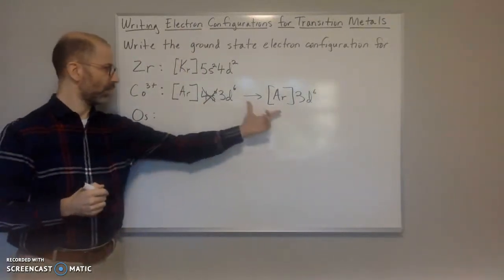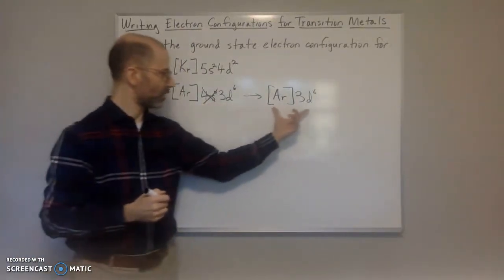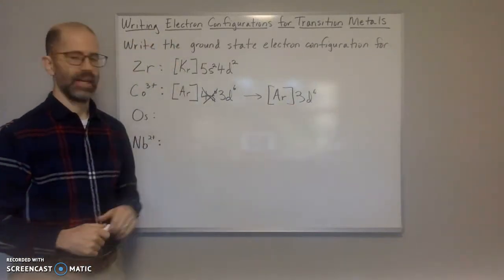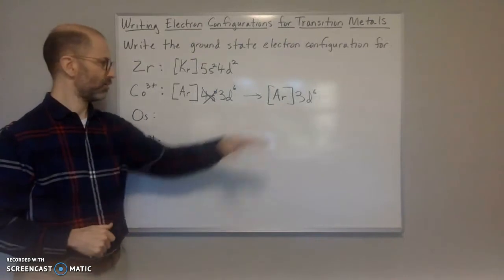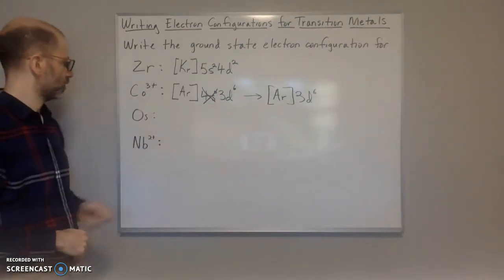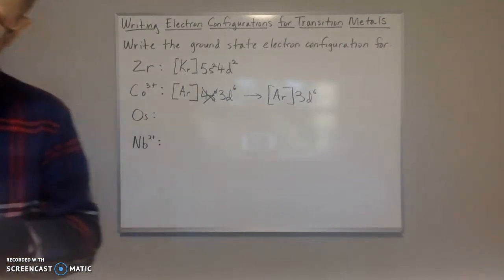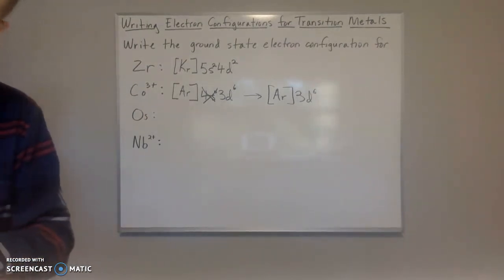I've seen it both ways, but this is probably the better way here. So this would be the ground state electron configuration for cobalt 3+. Okay, what about Os? Got to look up Os. Os is number 76 on the periodic table.